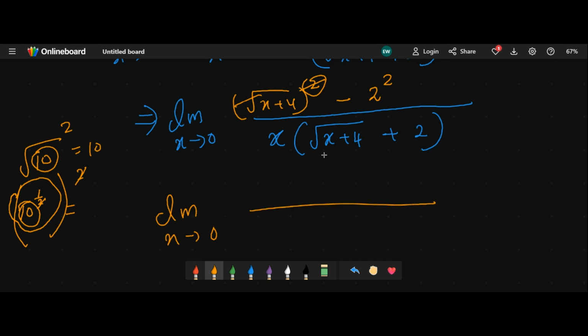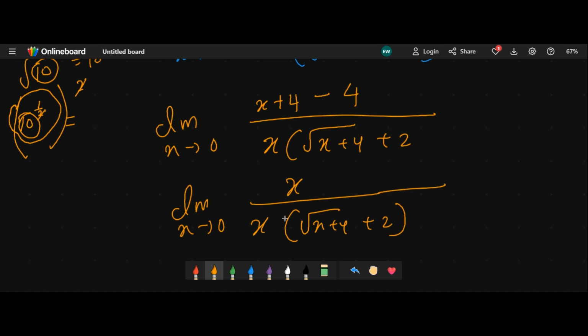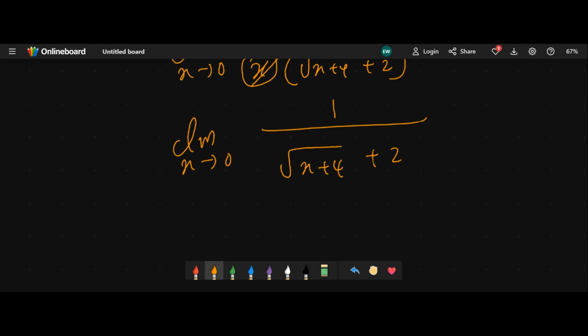Same thing. If you square it, it will be x plus 4, minus 2 squared, which is 4. So x into root x plus 4 plus 2. The limit as x approaches 0. Plus 4 minus 4 is 0, so x over x, root x plus 4 plus 2. Here also x, here also x, cancel it. The limit as x approaches 0 of 1 over root x plus 4 plus 2. Now it is very much simplified. Now you can try the substitution.